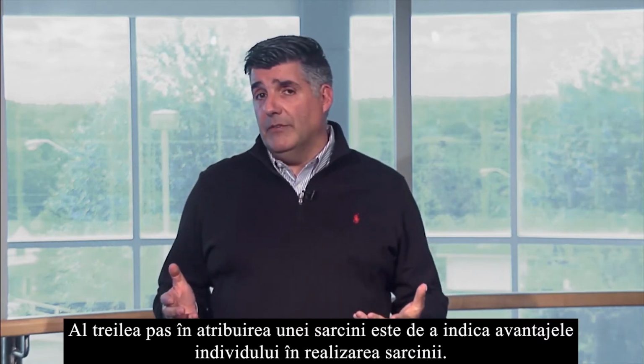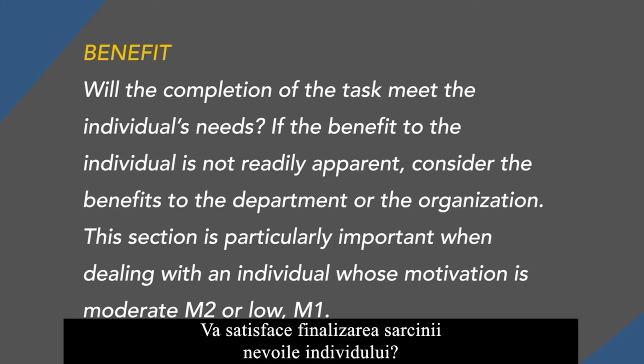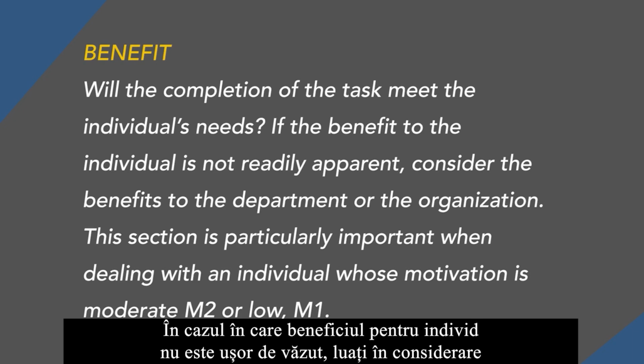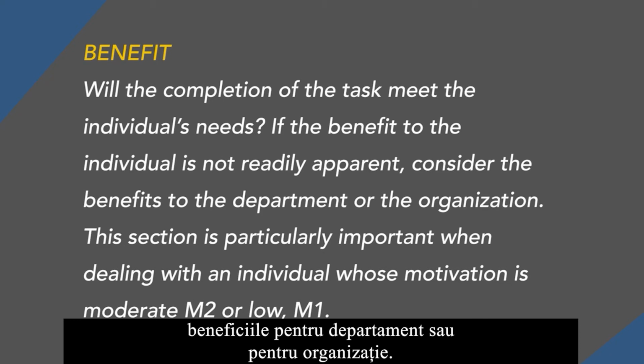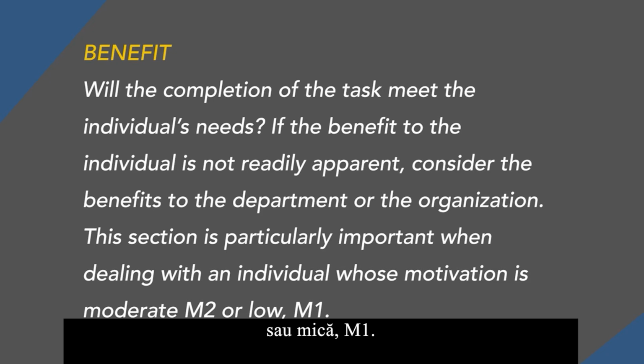Well, the third step in assigning a task is to state the benefits to the individual in accomplishing the task. Will the completion of the task meet the individual's needs? If the benefit to the individual is not readily apparent, well, consider the benefits to the department or to the organization. This section is particularly important when dealing with an individual whose motivation is moderate M2 or low M1.